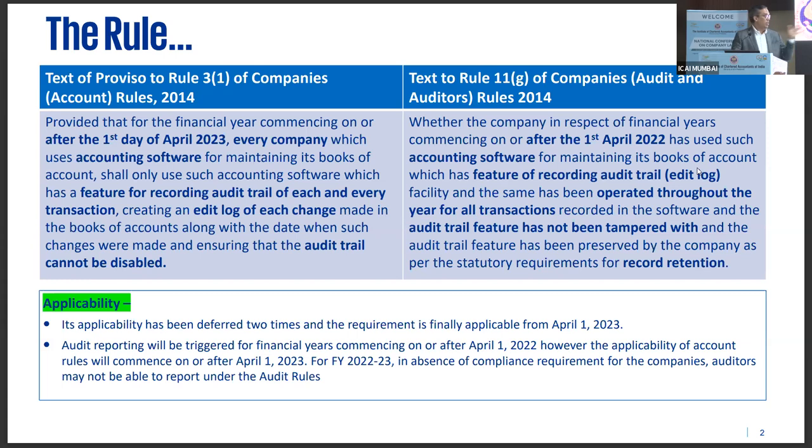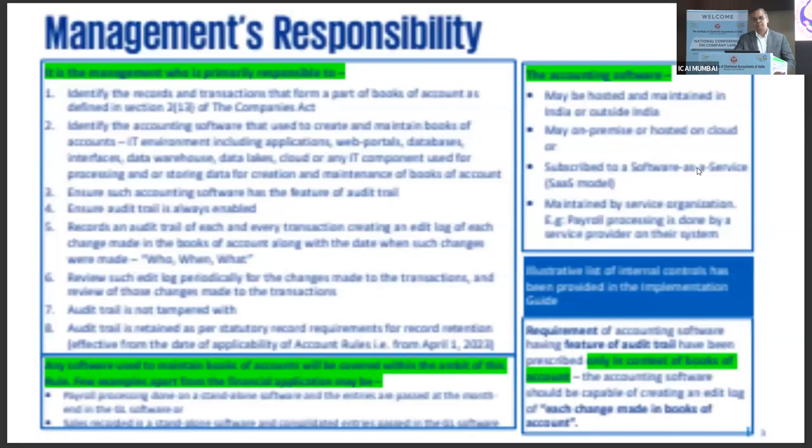So I've just written, if you see the applicability on the last line, audit reporting will be triggered for financial years commencing on April 22. However, the applicability for the rules will commence only on April 23. And hence, in the absence, we just have to mention that it is not applicable to the company.